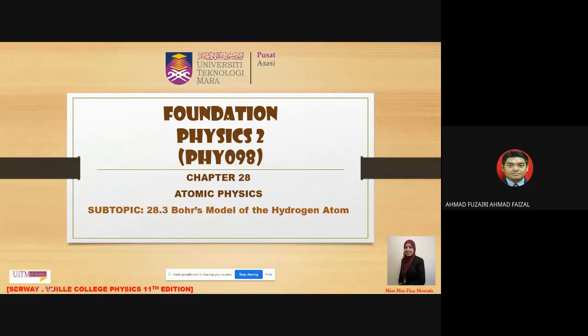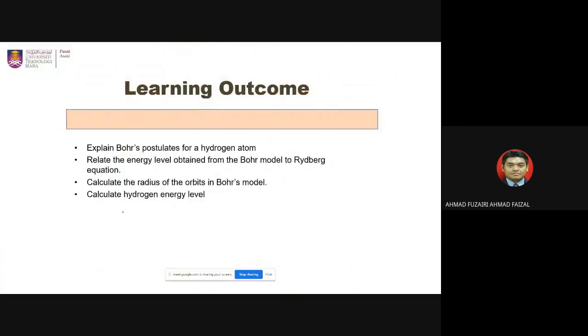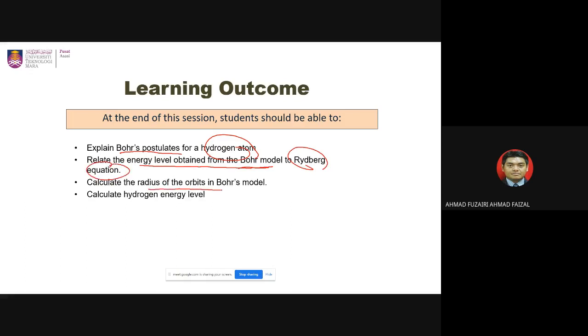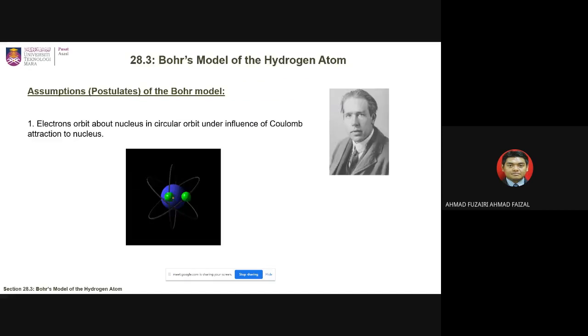So let's look. What is the Bohr model of the hydrogen atom? The learning outcome is the student should be able to explain the Bohr postulates of the hydrogen atom, relate the energy levels obtained from the Bohr model to the Rydberg equation. Remember, what is our Rydberg equation? And calculate the radius of orbits in the Bohr model, and lastly, calculate the hydrogen energy levels. So this is the learning outcome for this slide.